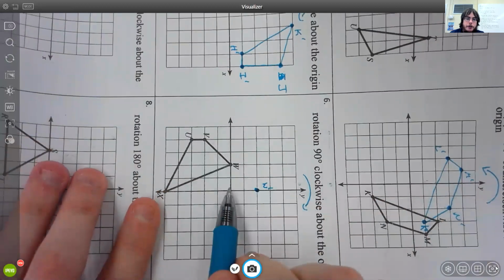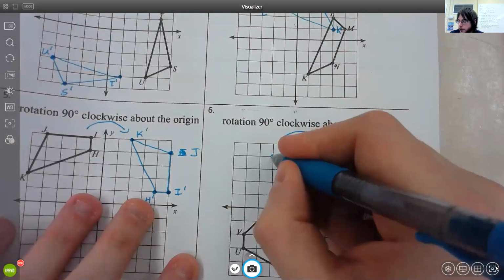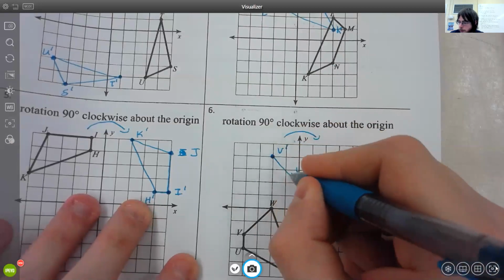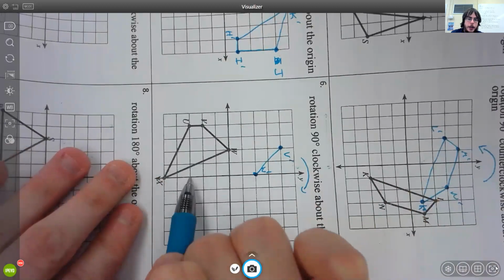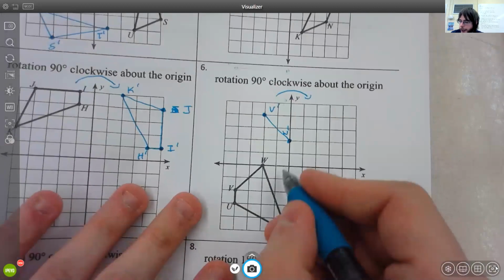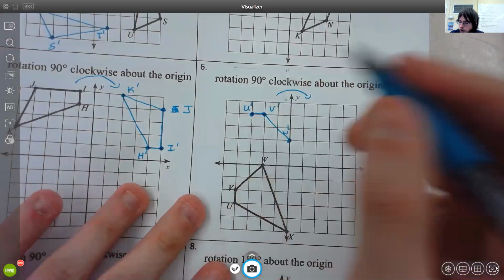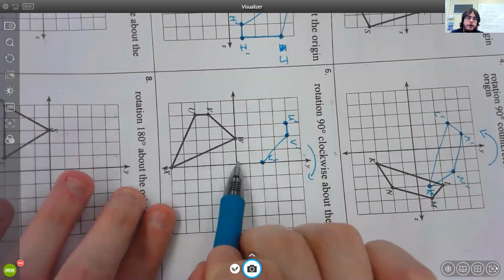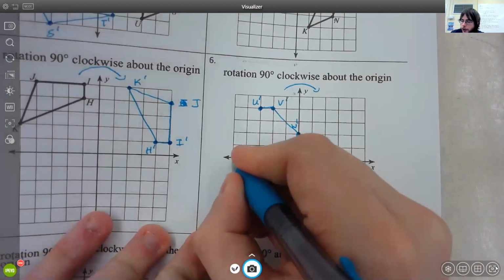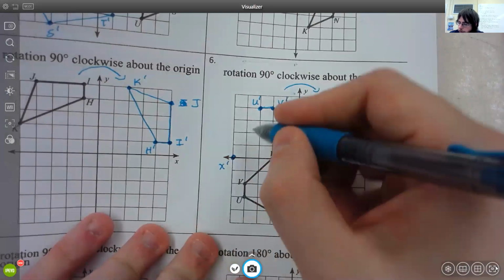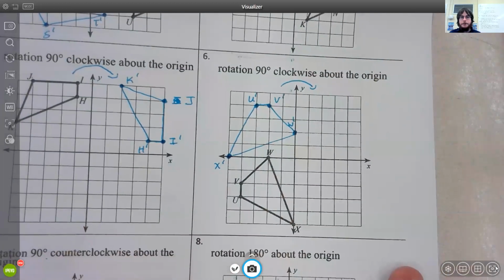Okay, V, you have to go left 2, up 4. So V prime is at -2, +4. Then you do U prime, you have to go left 3, up 4. So -3, +4 for U prime. And then X prime, you have to go left 5, but not up or down any. So your coordinate would be -5, 0. Okay.